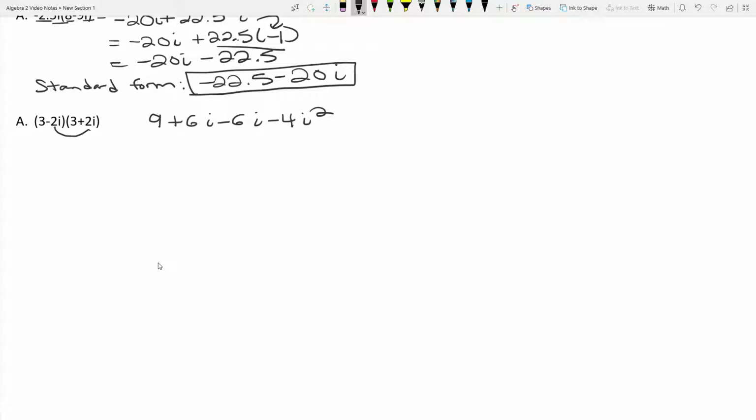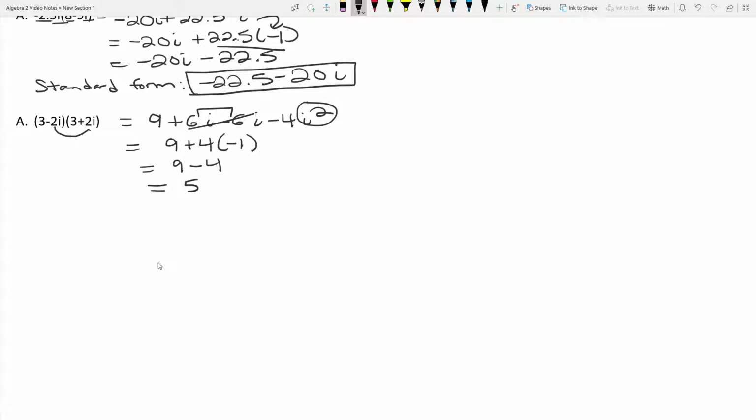All right, so we did the FOIL part. Now remember, replace the i squared with negative 1, and then combine your like terms. So these guys, 6i minus 6i, is going to be 0. So this goes away. These cancel. So we got 9 plus 4 times negative 1. So we got 9 minus 4, which is equal to 5.